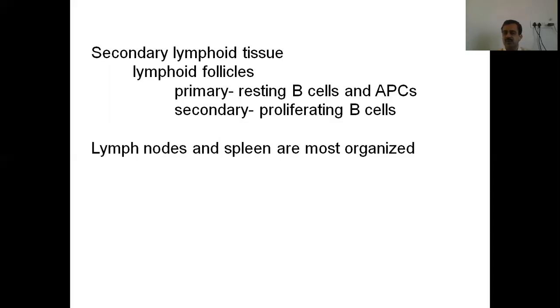And what are these APCs? APCs are antigen presenting cells. These antigen presenting cells are helpful for presenting the antigen to a specific immune system. Now, lymph nodes and spleen are the most organized organs wherein the interaction of the antigen takes place, and these are helpful for presenting that antigen to the lymphocytes.